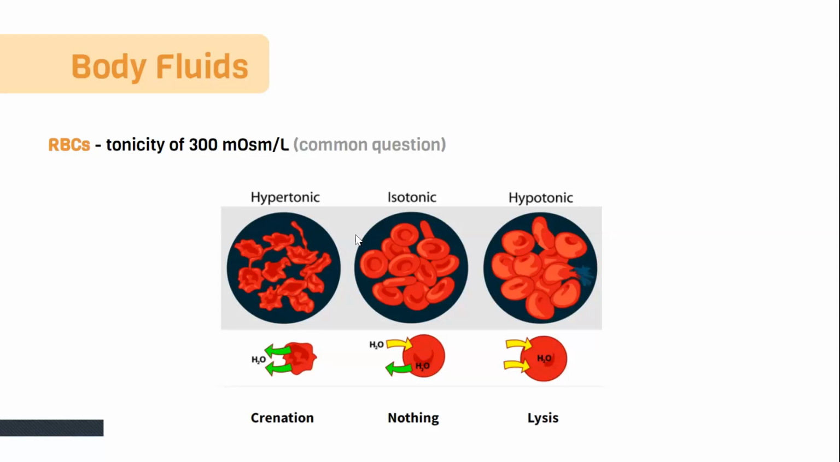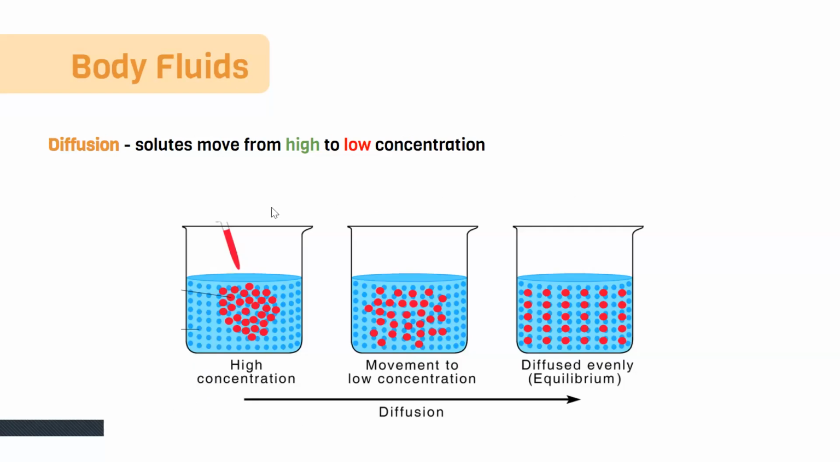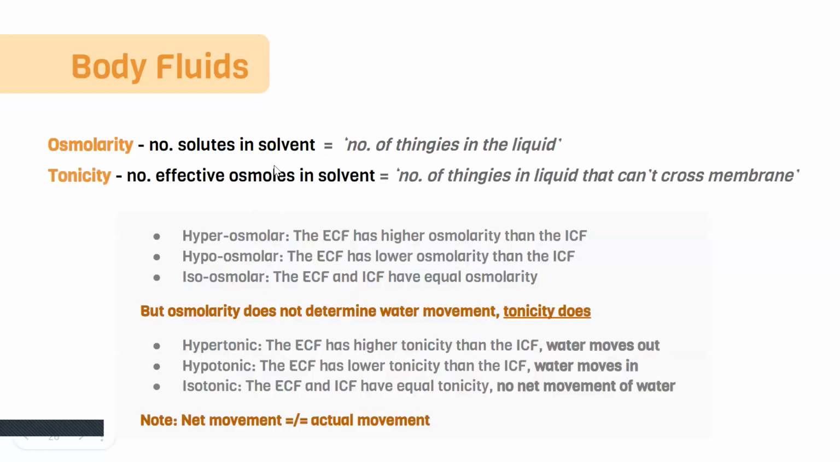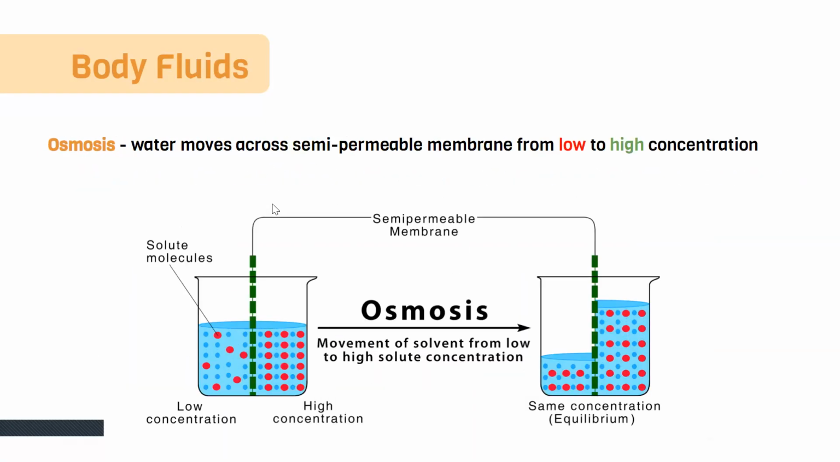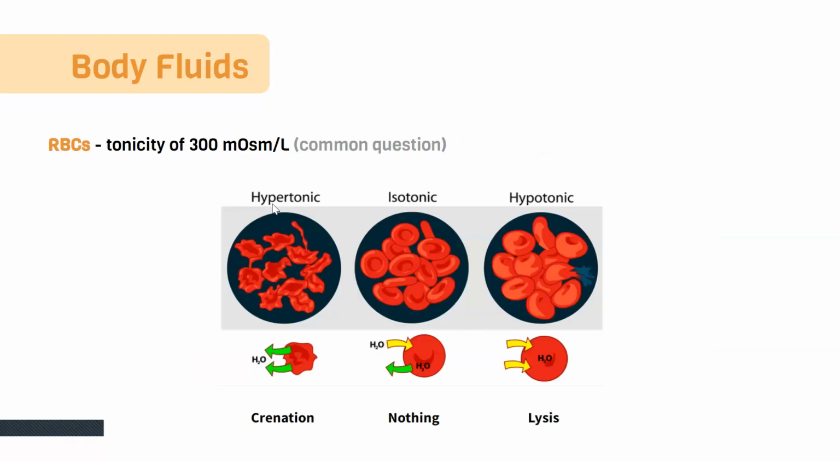If it's isotonic, remember, tonicity refers to the things that can't diffuse across. So if it's isotonic, what that means is water will move in and it will move out. So overall, it's net barely any movement.